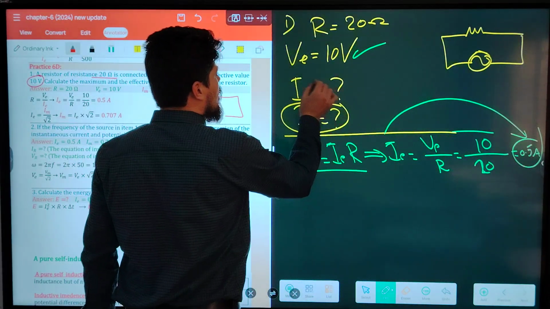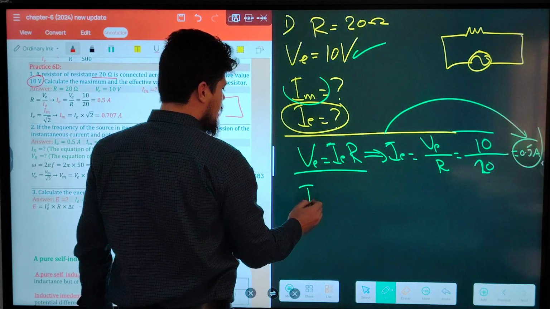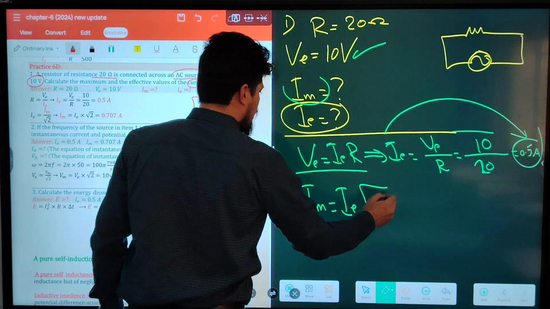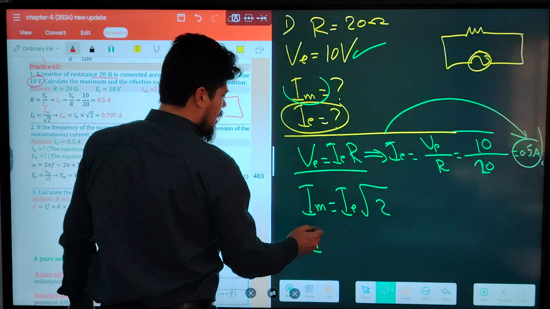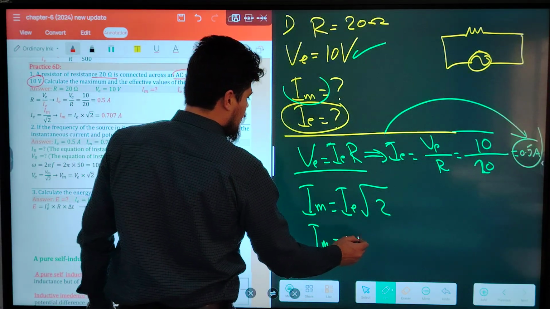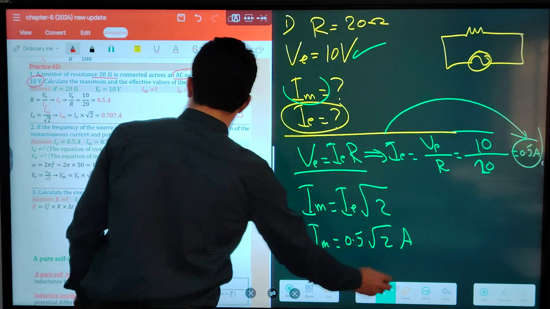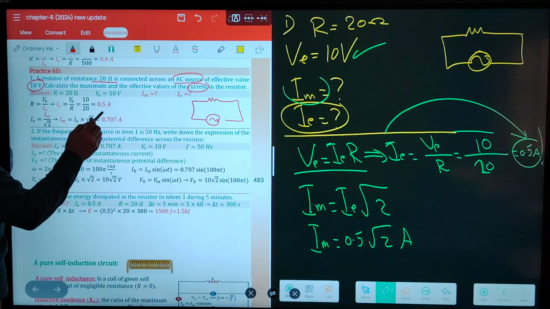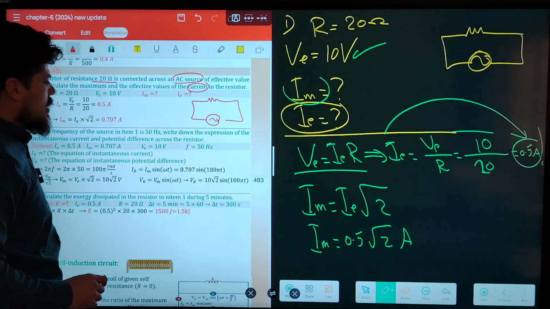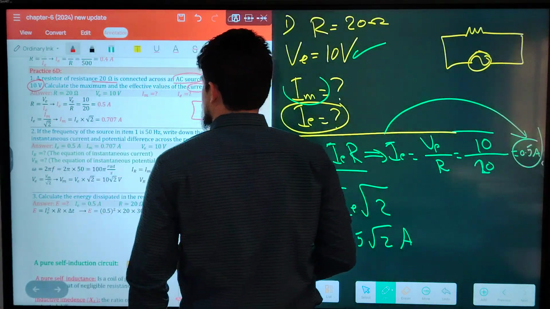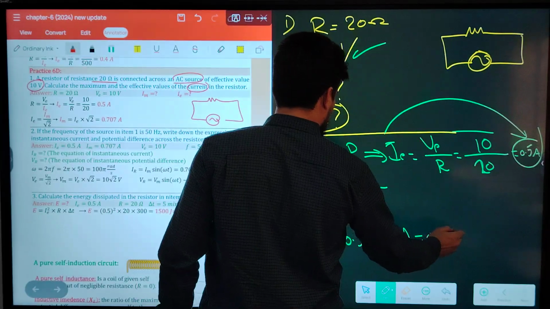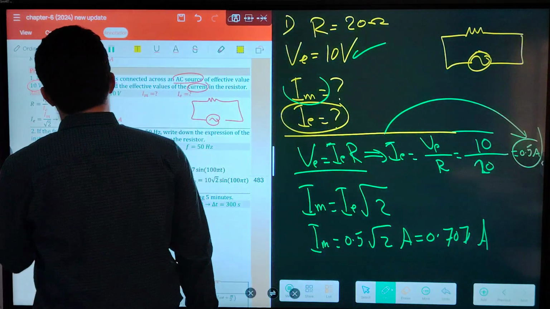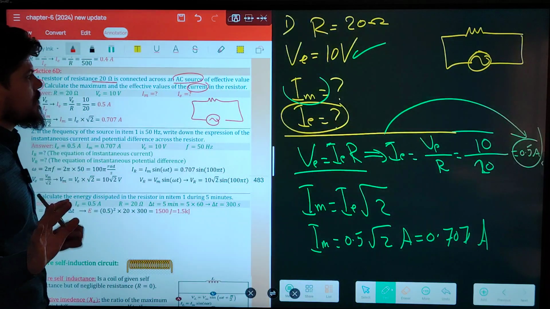If we have IE, how can we determine IM? IM is equal to IE radical 2. IM is 0.5 radical 2 ampere, which is equal to 0.707 ampere. Okay, so this is question 1 in practice 6D.